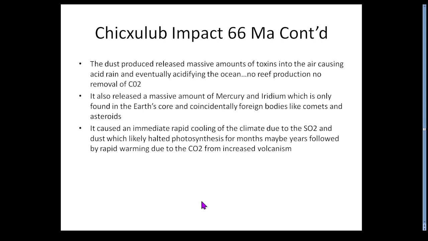It also released a massive amount of mercury and iridium, which is only found in the Earth's core. It coincidentally forms bodies like comets and asteroids. It caused an immediate rapid cooling of the climate due to the SO2 dust, which likely halted photosynthesis for months, maybe years, followed by rapid warming due to CO2 and increased volcanism.